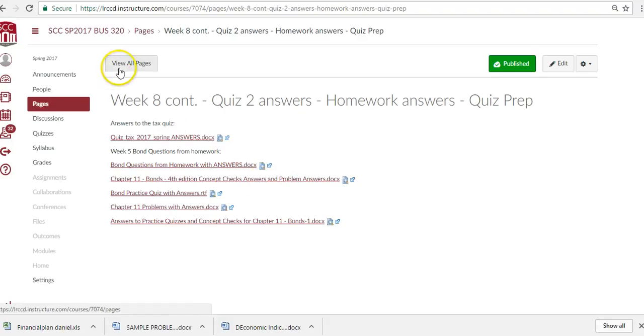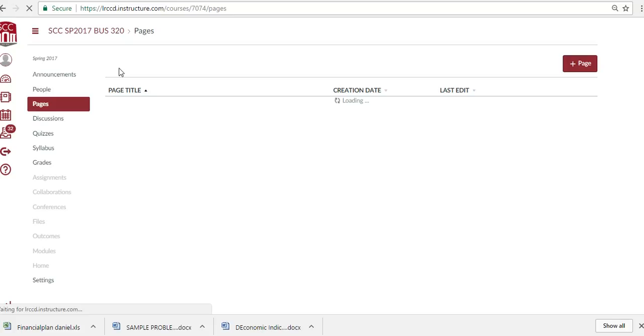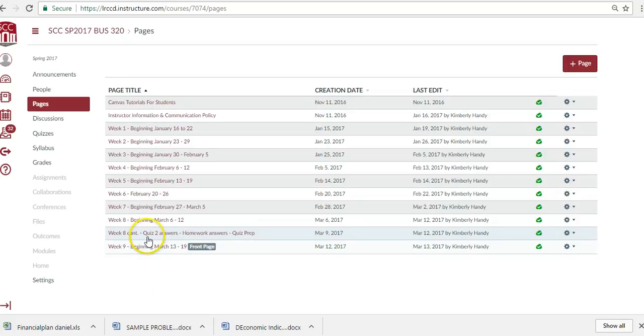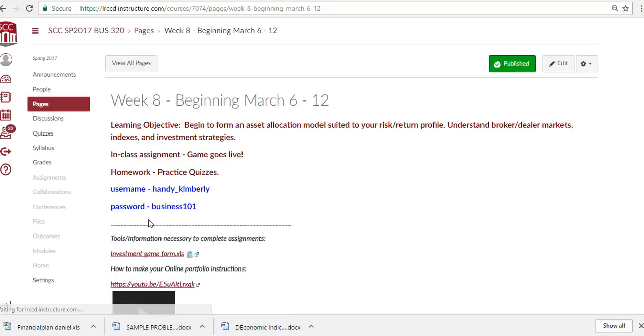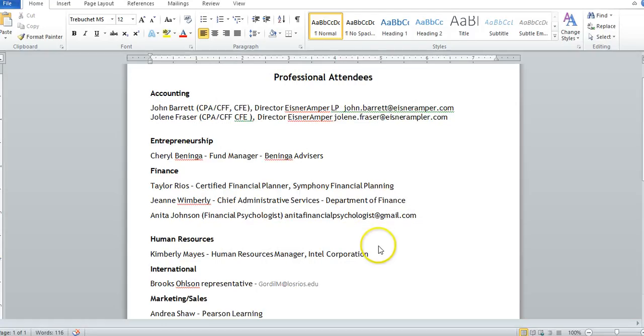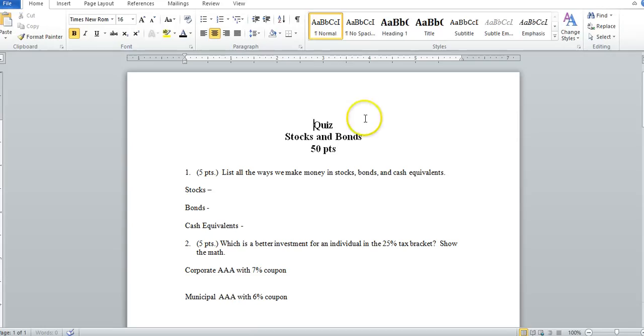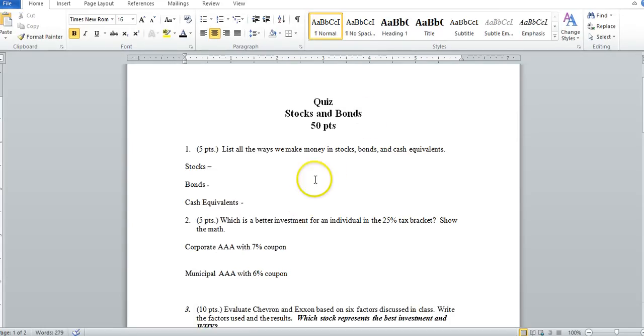Okay, so now I'm going to go back to view all pages up here. And I'm going to go to week 8, which is where we had the practice quizzes. And I'm just going to download the first quiz here and go over it. So here we go. First question says, list all the ways we make money in stocks, bonds, and cash equivalents.